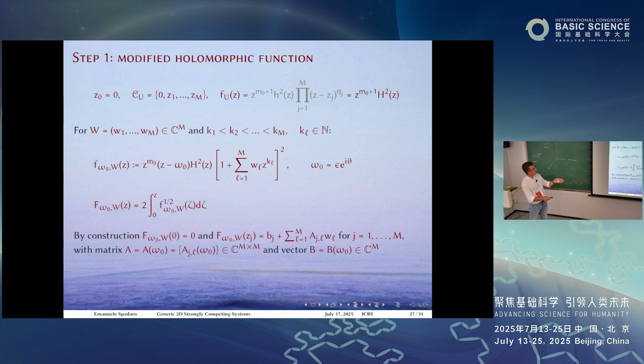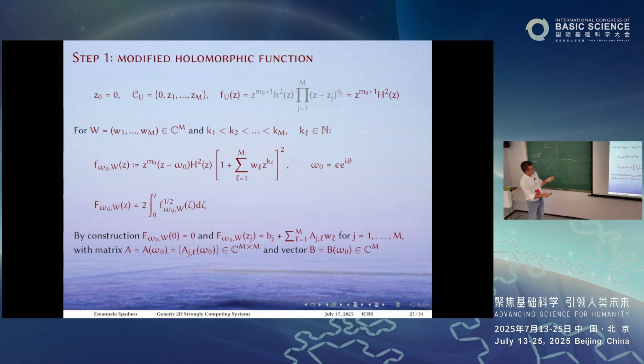You have to imagine this one is 1 plus something which is very small. But this something which is very small is a polynomial in z with m parameters, m complex parameters, where m was the number of zeros we had. So that's the perturbation we do. And in some sense, if omega 0 is small, it's one complex parameter, is small. If the w_n are small, this one is a small perturbation of our f of u.